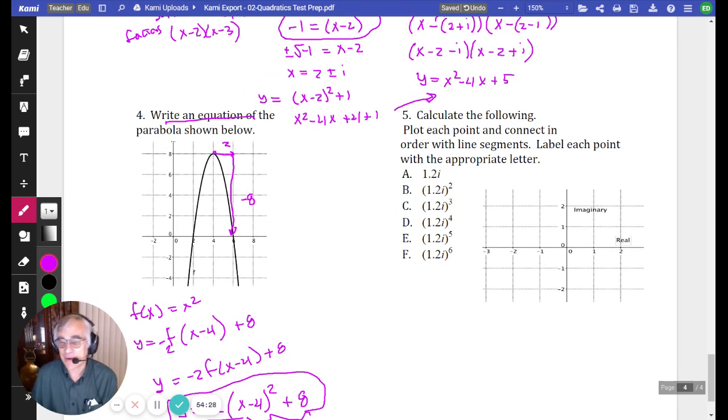This is the only one where I think you might want to have a calculator, because it's asking you to square a bunch of things. Squaring 1.2, cubing 1.2, fourth power, fifth power, and so forth. So there are 2 components to this. One is the square, cube, and fourth and fifth and sixth power of 1.2, and the second part is to do the same thing with the i.